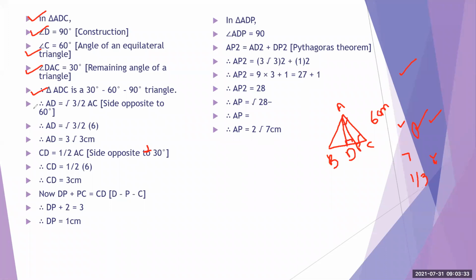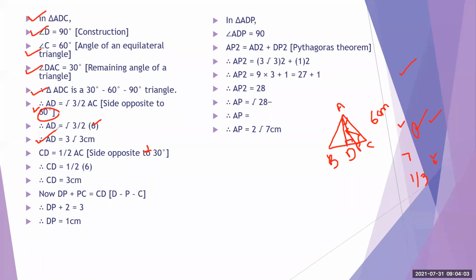Now, what do you need from here? We got AD. AD is nothing but root 3 times of CD, because CD is the side opposite to 30 degree. This AD is actually the side opposite to 60 degree. So you got AD is equal to root 3 times of AC. The value of AC you have is 6. Simply substituting the value, we got AD is equal to 3 root 3. Okay, you got AD. You have AC.